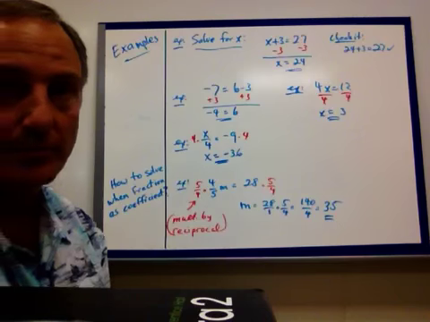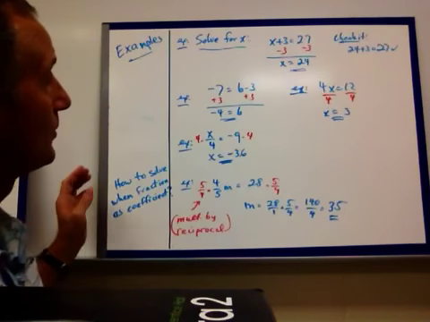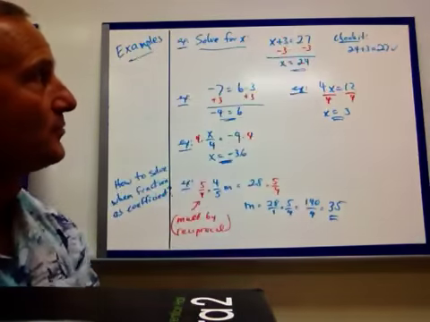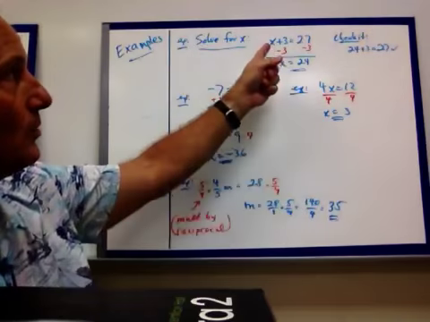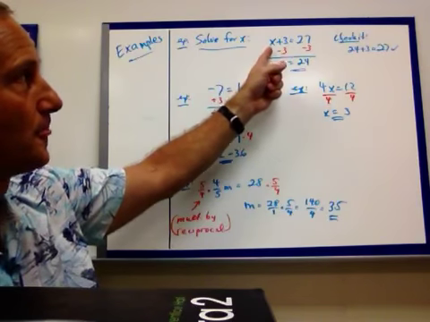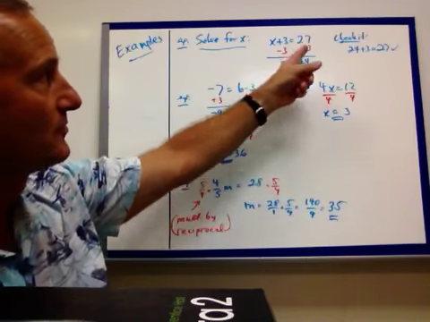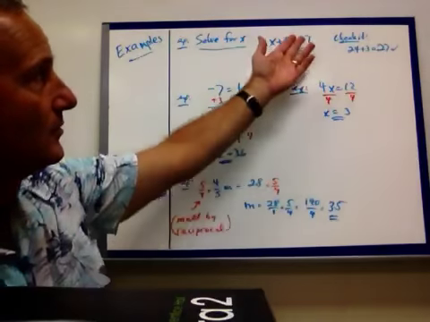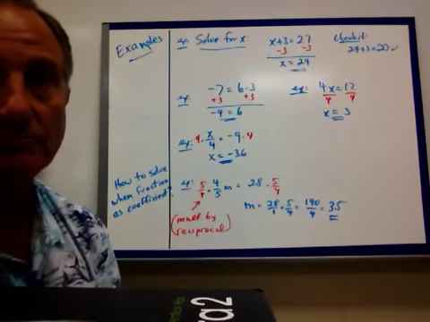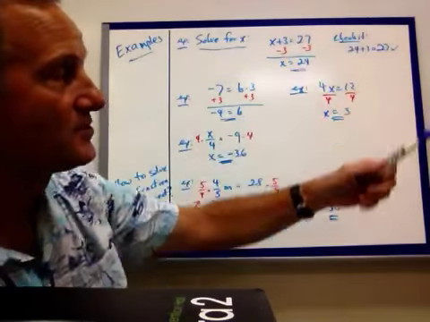Okay, a couple of examples. We start out here, we want to solve for x. X plus 3 equals 27. We've got x on one side only. I want to get rid of addition and subtraction first. I'm going to do the opposite operation, so I'm going to subtract 3 from both sides. 27 minus 3 is 24. How do you know if it's right? Plug it back in and check it.